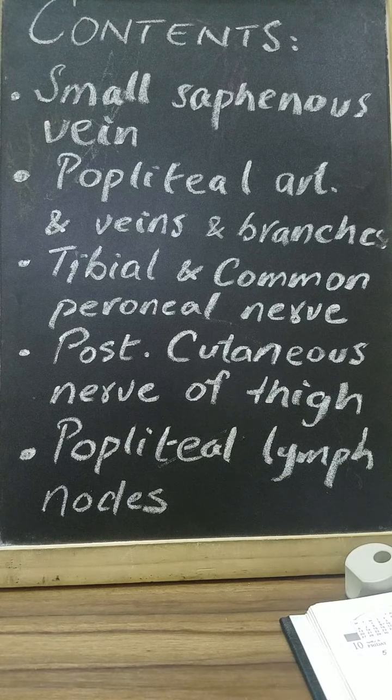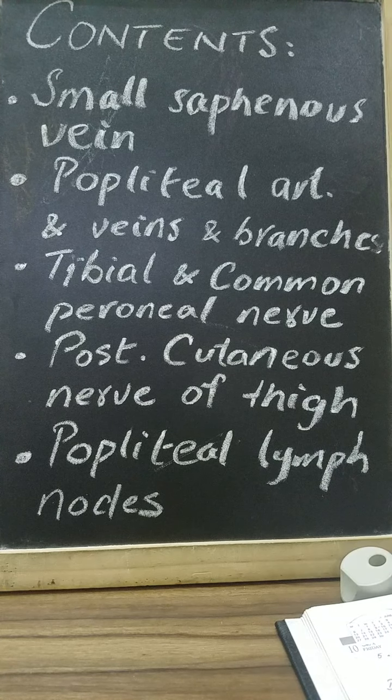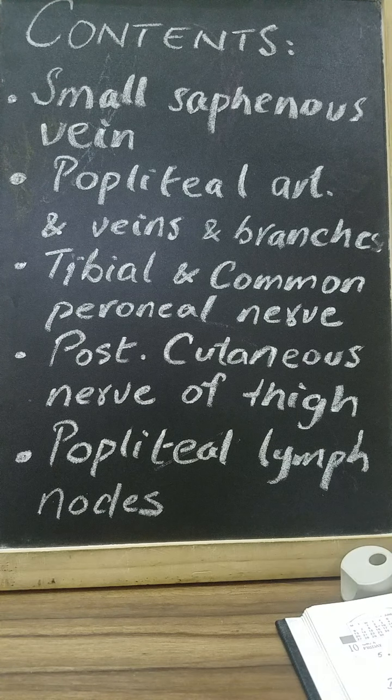So now that we've done the boundaries, we've done the roof, we've done the floor of the popliteal fossa, we're going to talk about the contents of the popliteal fossa. Now these include the termination of the small saphenous vein. We've already discussed that just now. After that, you have the popliteal artery, the popliteal vein, along with their branches and tributaries. The other thing is the tibial and the common fibular or common peroneal nerve.